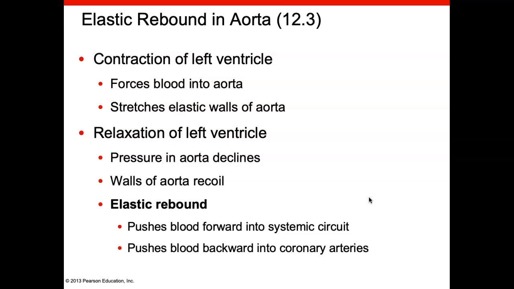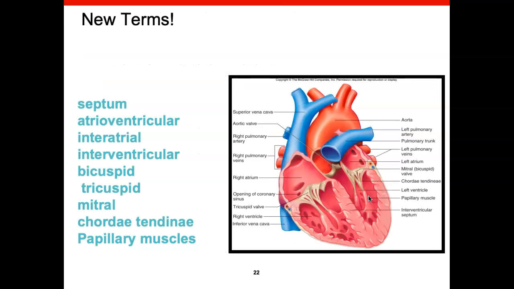When blood flows out the aorta, there's quite a bit of pressure and it stretches the walls of the aorta. And then once the left ventricle relaxes, there's less pressure in that aorta and the walls of the aorta come back to normal. This is called elastic rebound. And this is going to push the blood forward into the systemic circuit, as well as pushing blood out the coronary arteries to supply the heart.